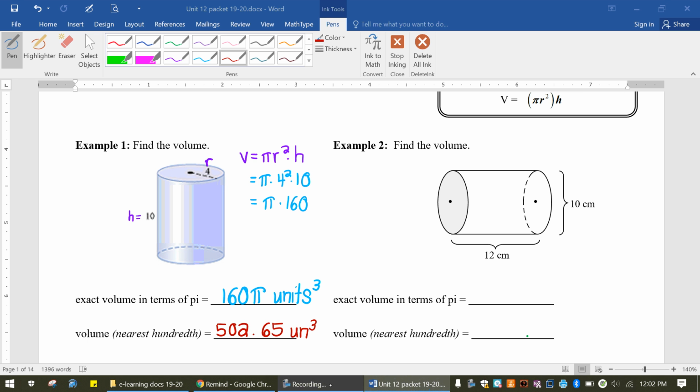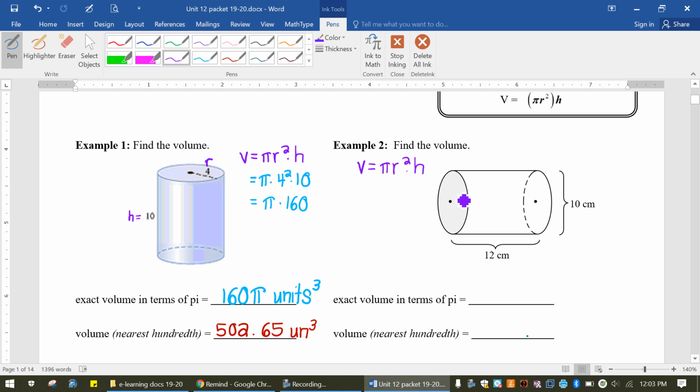Okay, so I think you should pause the video for a second and go ahead and type this into your calculator all at one time and make sure that you get 502.65. So pause the video and check that, and then unpause it when you're ready to continue to example number 2. All right, for example number 2, we're going to do the same thing we did in number 1. We're going to write our formula first. Pi r squared times height.